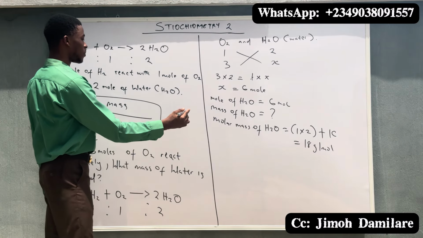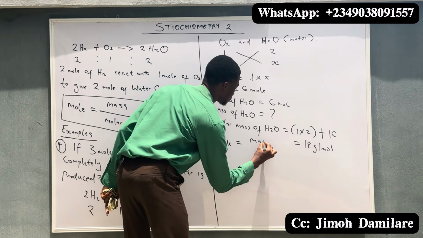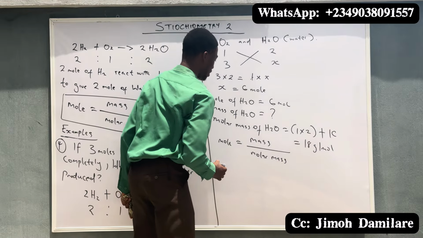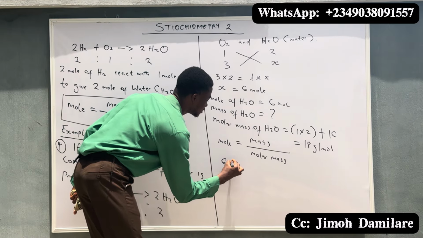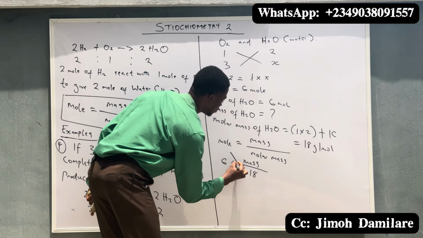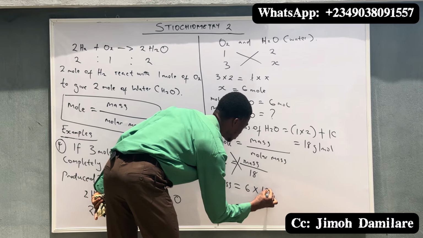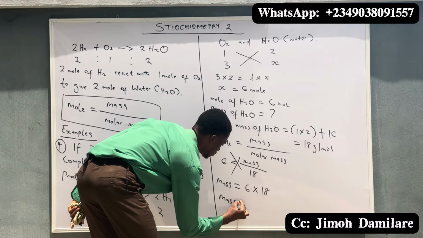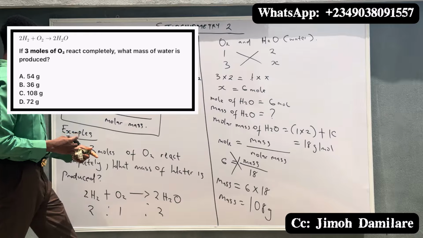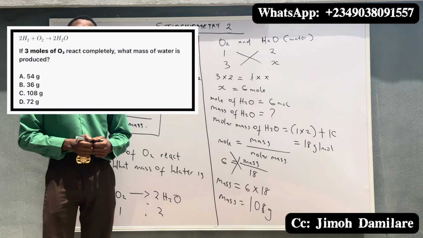So now that we have gotten our parameter, we can now say mole is equal to mass over molar mass. Our mole in this case is 6, so we have 6 equal to mass over molar mass. Our molar mass is 18. When you cross multiply, our mass will be equal to 6 multiplied by 18, and our mass will be given as 108 gram. So we can now say 108 gram of water is produced. So 108 gram is correct for this kind of question. So option B is correct.